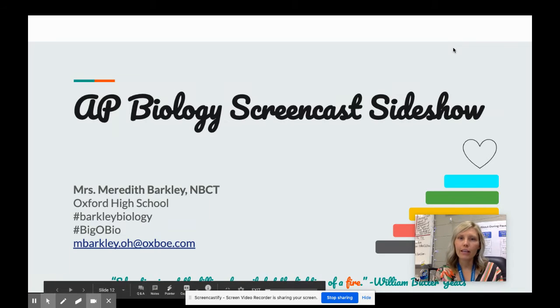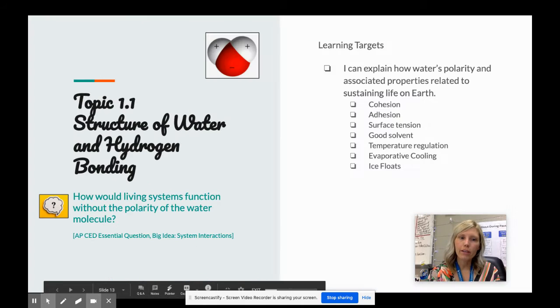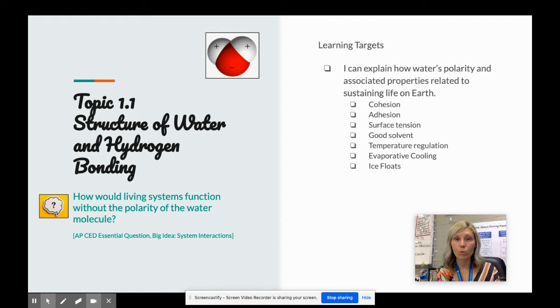Today's topic is going to be topic 1.1, which is the structure of water and hydrogen bonding. I want to take a moment just to check our learning target for this particular topic. If you don't take time to slow down and really look at what the goal is connected to this topic, you won't be able to understand what it is that the College Board expects us to be able to know and be able to do.